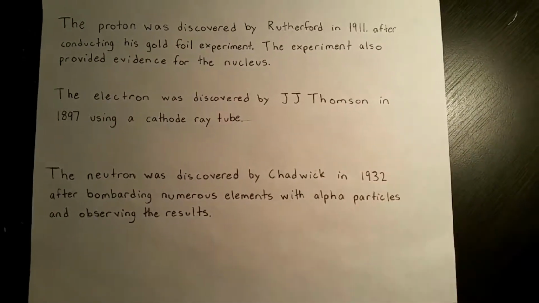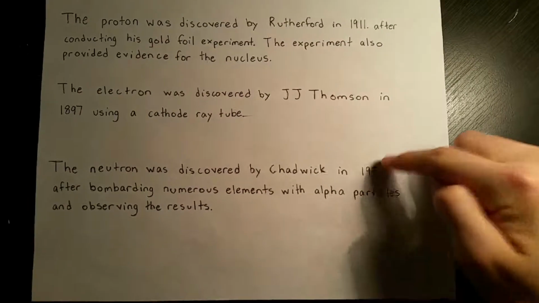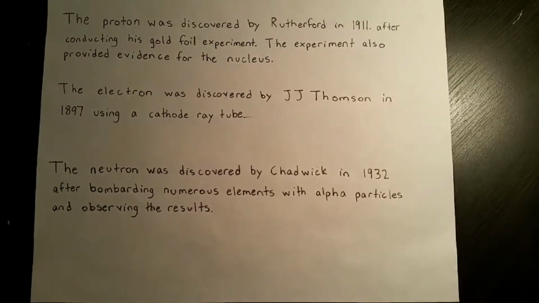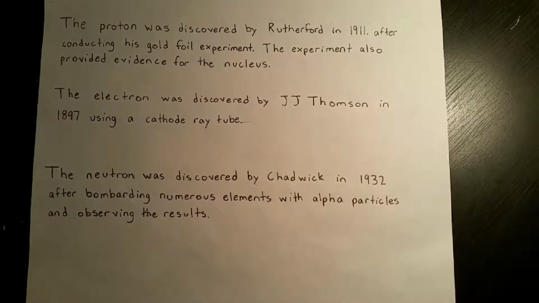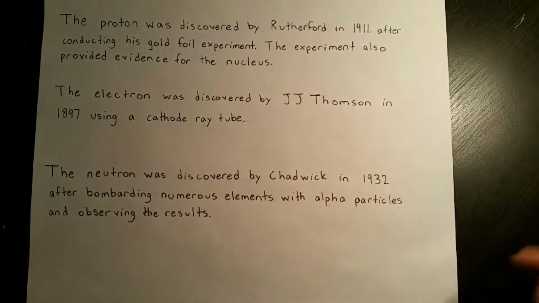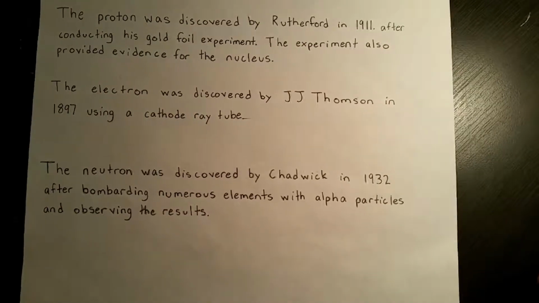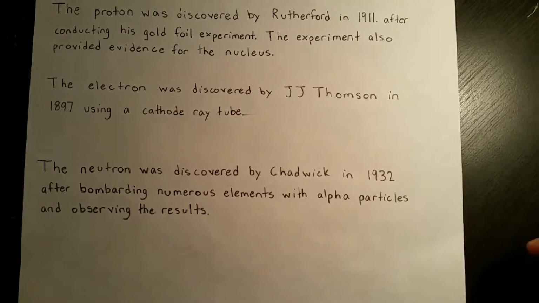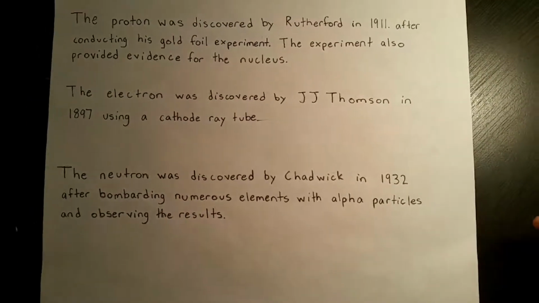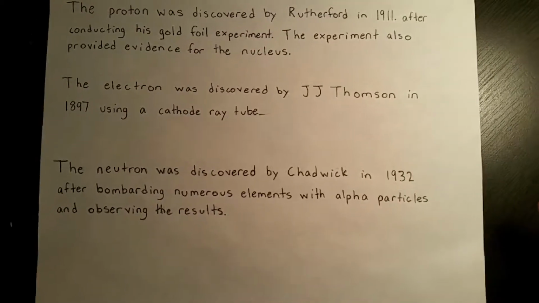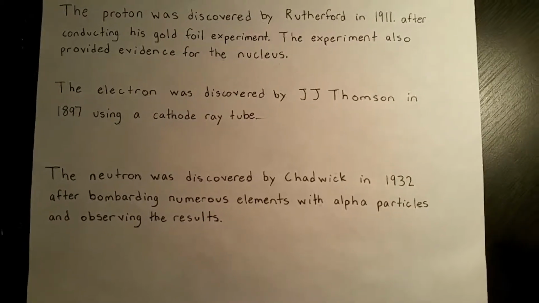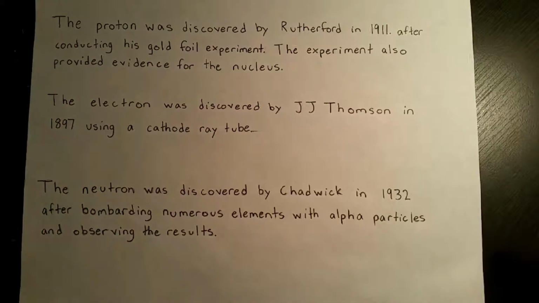Chadwick discovered the neutron in 1932 after he shot alpha particles at a number of different elements and observed the results. In this experiment, he noticed that something wasn't right every time he shot the alpha particles. So that led him to believe that there was a different particle inside, which he called the neutron.